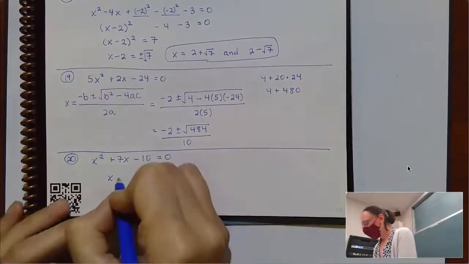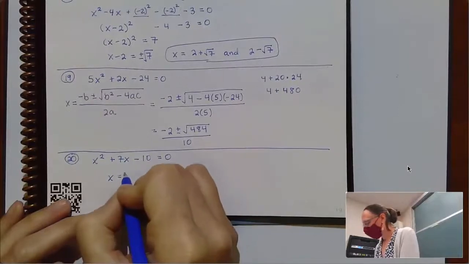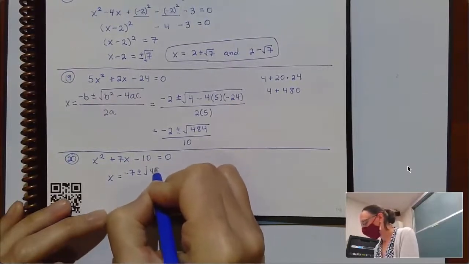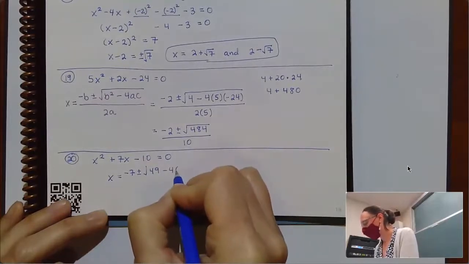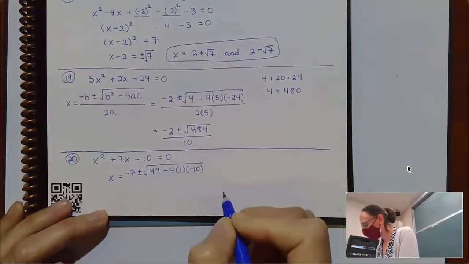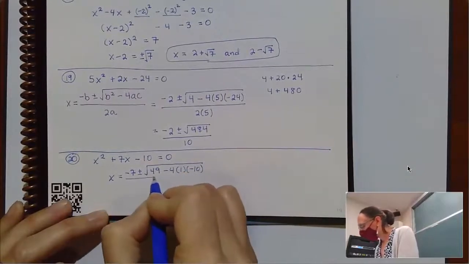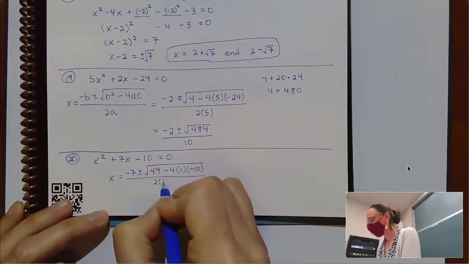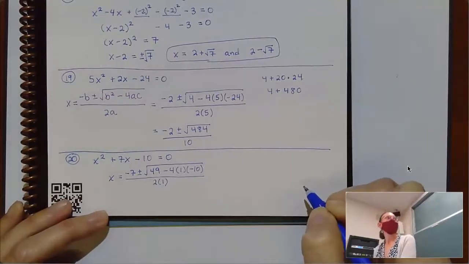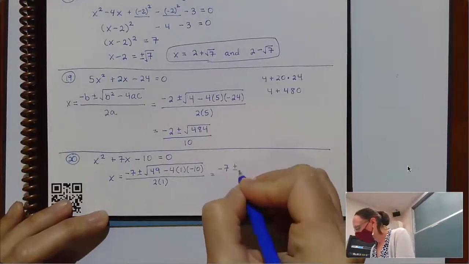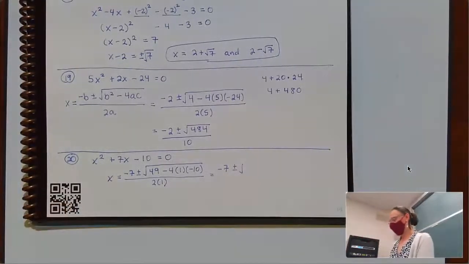But I'm going with x is equal to -7 plus or minus the square root of 49 minus 4 times 1 times -10, all over 2 times 1. And we get to quit as soon as we get the stuff under the radical to a single number.